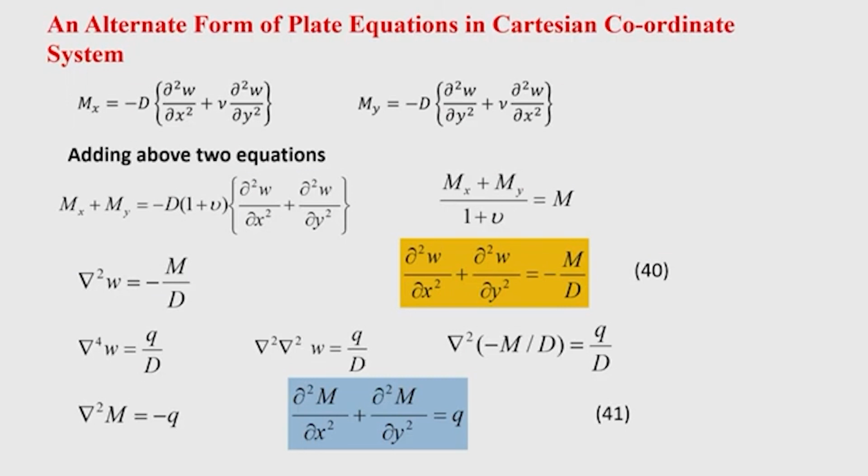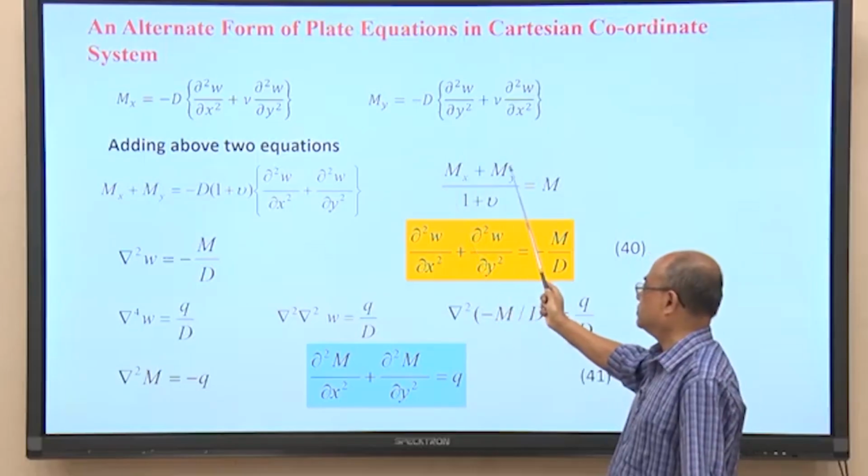In this slide, let us again write the expression for Mx and My and add these two quantities. After adding Mx and My, we get minus D (1 plus nu) times (del square w by del x square plus del square w by del y square). Now, letting (Mx plus My) divided by (1 plus nu) be M, a capital M, D we will keep in the equation. M consists of the summation of bending moment in x direction and y direction.